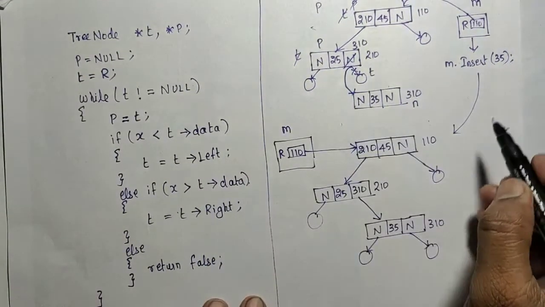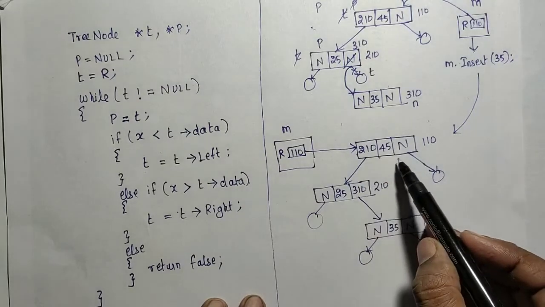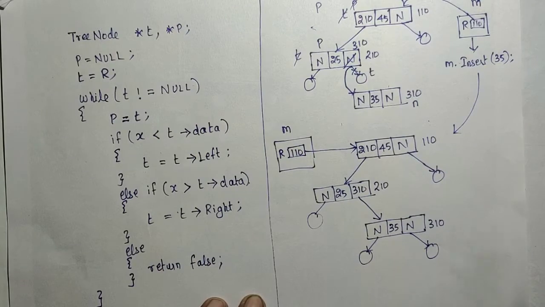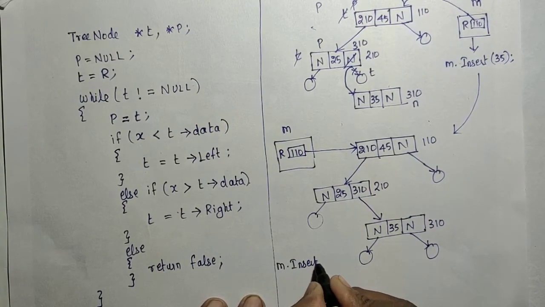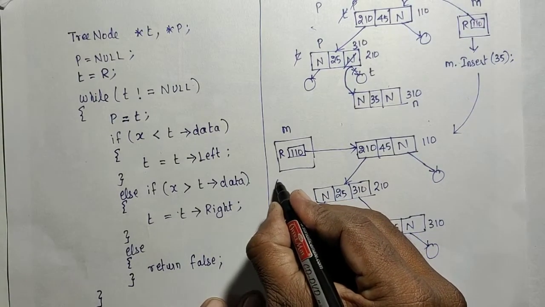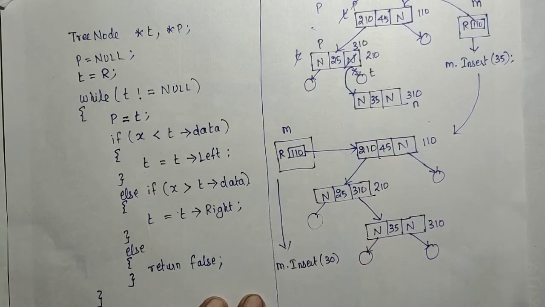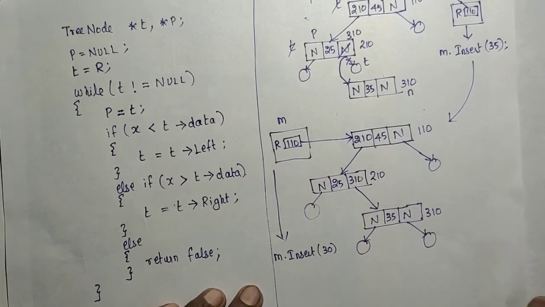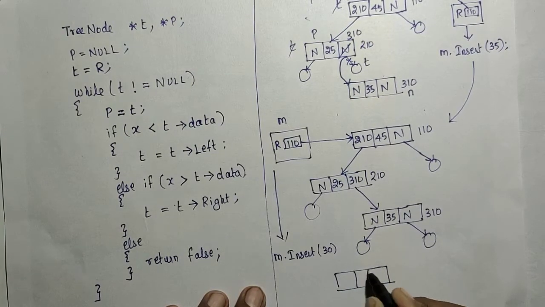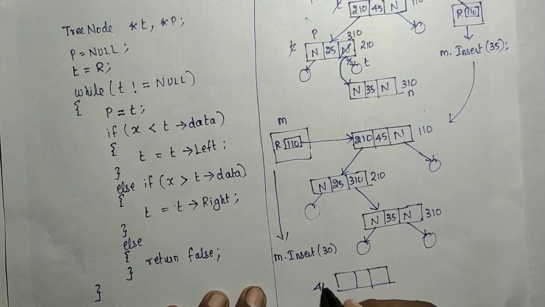So after inserting 35, the content of the binary search tree will become 45, 25, and then 35. Suppose you want to insert again, m dot insert of 30, another element. If you are calling like this, as per our procedure, the new node will be created somewhere in memory, say it is 410. This is the new node, that element is 30, and this will be null.